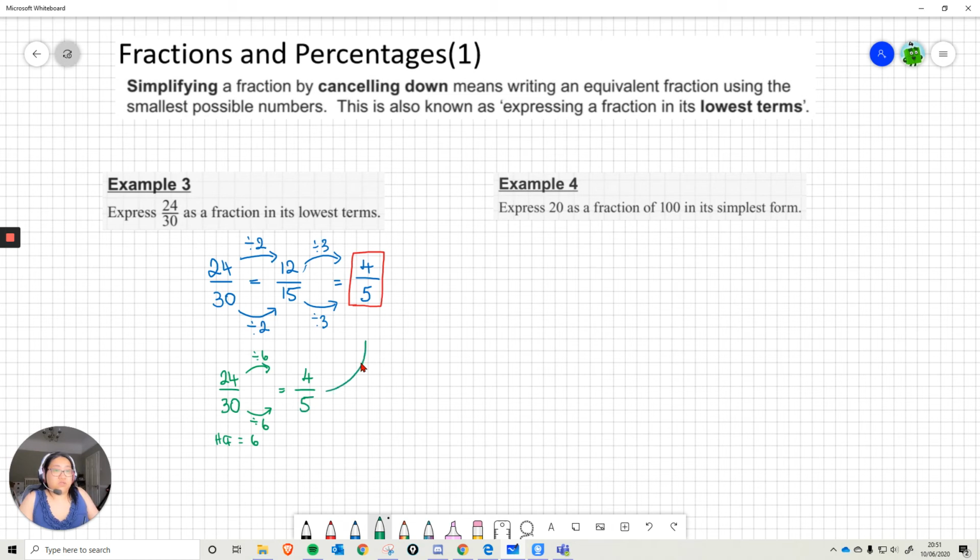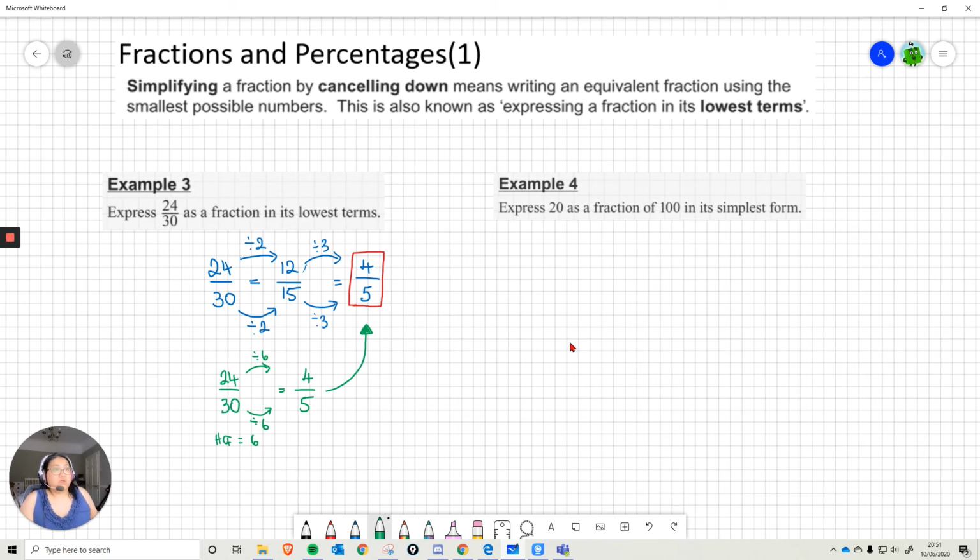You'll notice that it's the same answer as the first method I've shown, just it took me only 1 step rather than 2 steps. So both methods are fine. If you are going to go down the halving route, please check that no other numbers divide into the numerator and denominator before you finish.